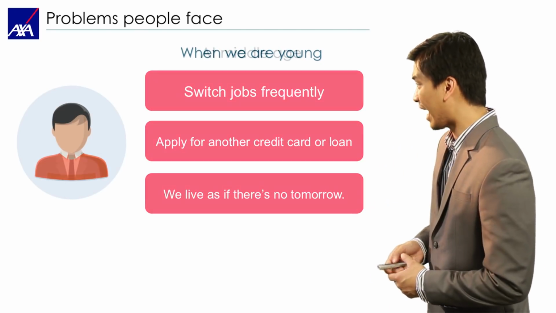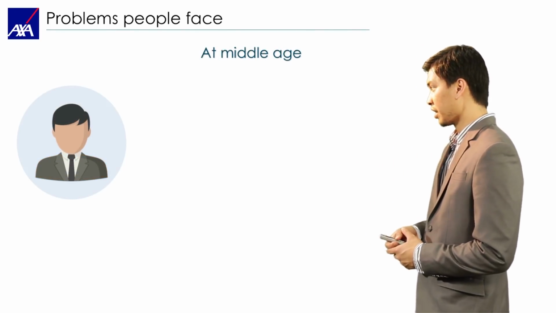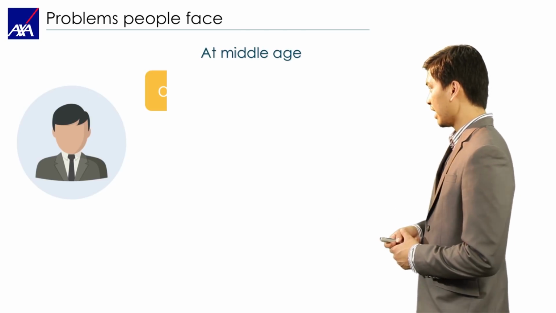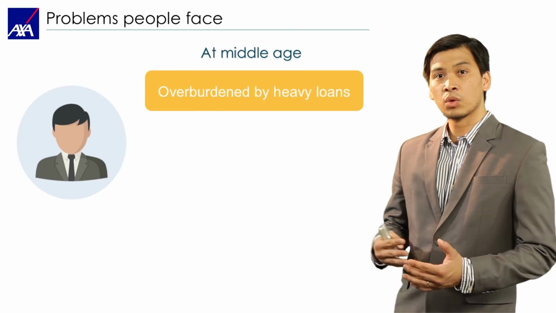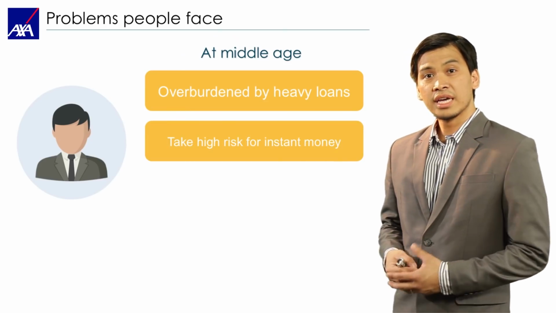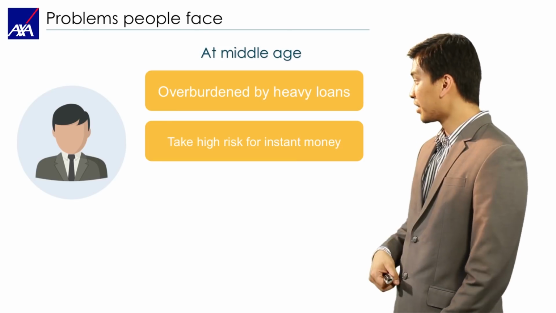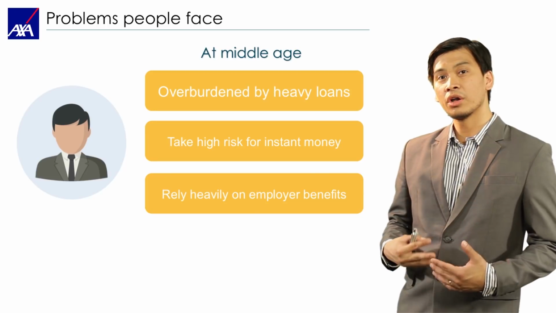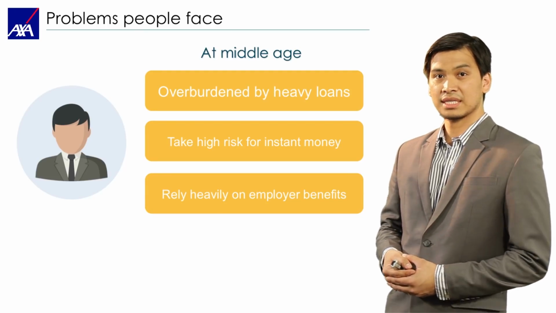We move on higher and we talk to those in their middle age, and we have suddenly clients who are faced with heavy loans, overburdened by heavy loans. They start taking high risk for instant money, and they rely heavily on employer benefits.